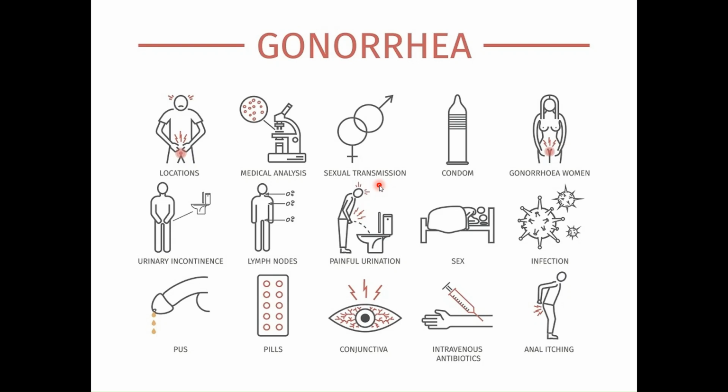These are the common symptoms of gonorrhea: urinary incontinence, conjunctivitis, anal itching, pain during sex, painful urination, and itching in the reproductive organs. All are symptoms of gonorrhea.